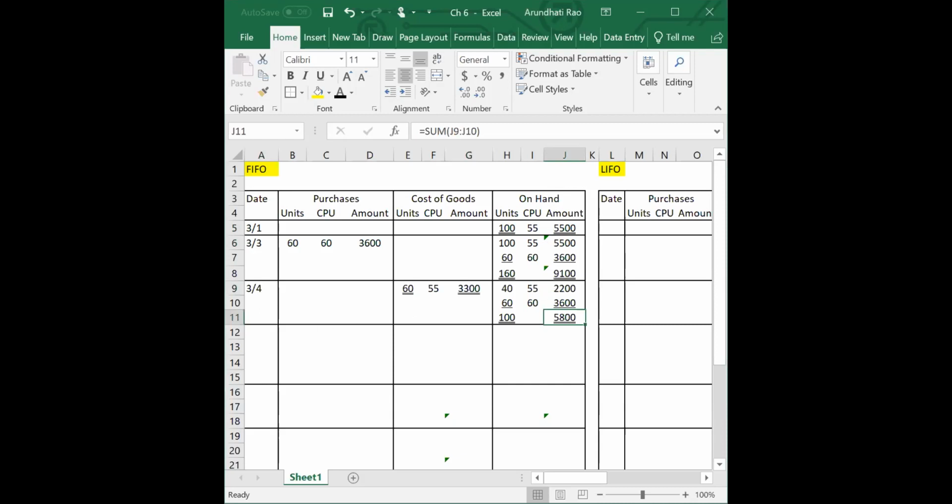Now, on the 10th, I purchased 200 units. So that's fairly easy.